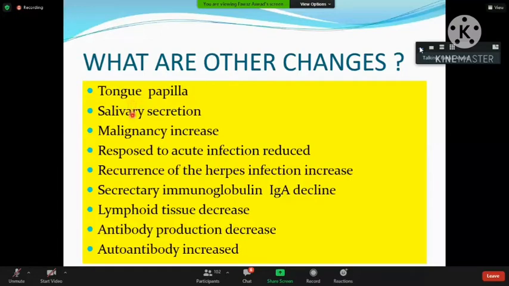Undoubtedly, salivary secretion is going to decrease, and malignancy and autoimmune disease are going to be affected. In addition, secretory immunoglobulin IgA is going to decrease with increasing age. So there are many changes that occur with increasing age in the patient. Most of these changes may occur in the oral cavity, and we have to take this into consideration.